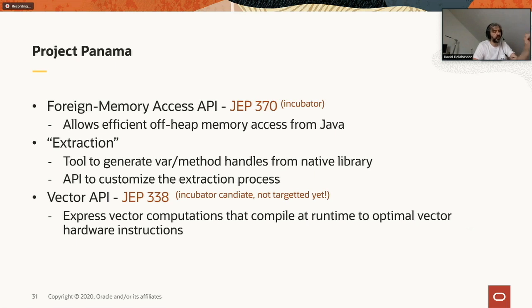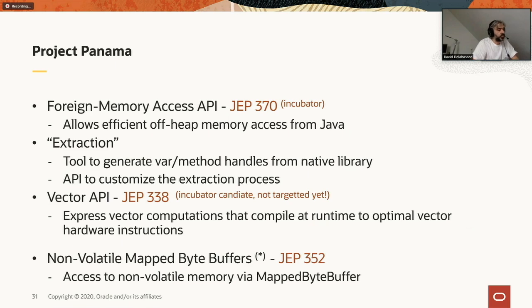That's something that you can use. And we also have an early access build for the extraction part. And then I also put this in the Panama part, even though that specific JEP is not really part of Panama, but given that it's very close to the hardware, I put it here. So JEP 352 basically added the ability to manage non-volatile memory via byte buffer. That's something very specific, so I'm not going to discuss that anymore.